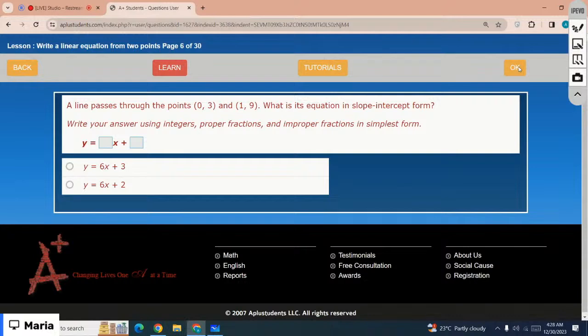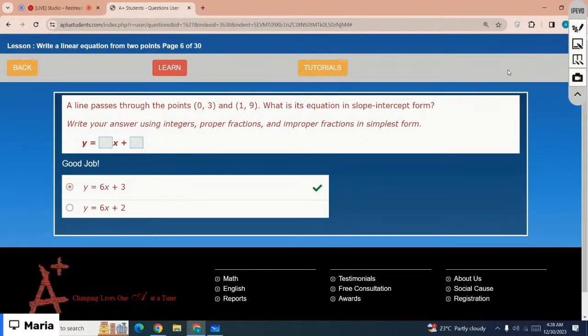The correct option is, yes, option number 1 is the correct option, that is y equals 6x plus 3. Got it?